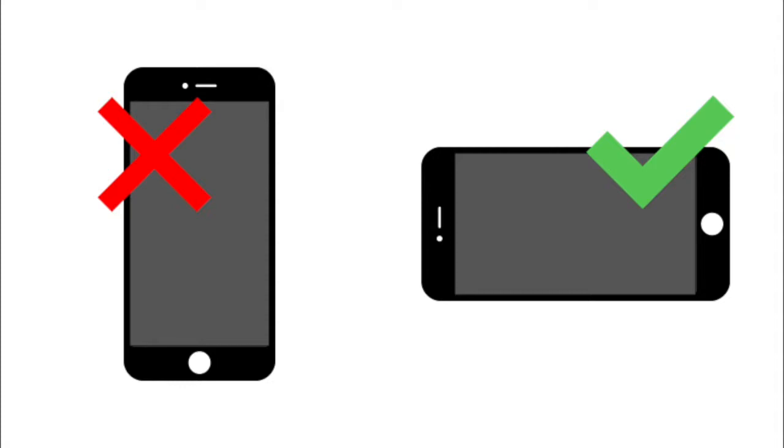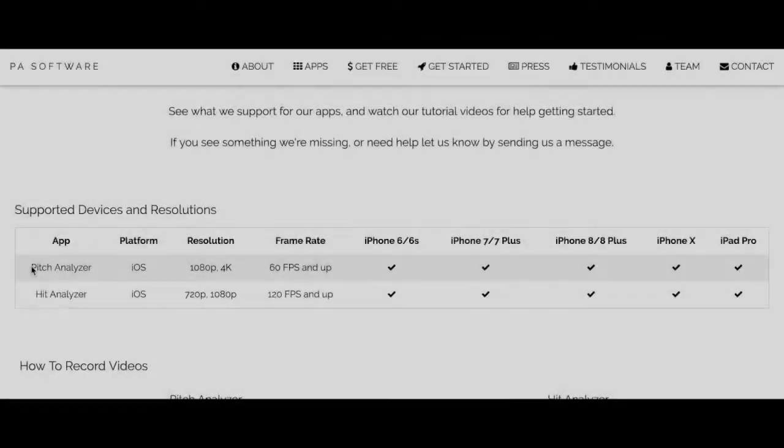Pitch Analyzer really only has a few requirements when it comes to camera specifications, and those requirements are that one, when you go to record, your phone or tablet must be in landscape mode, not in portrait. So your phone needs to be sideways and not straight up and down. The other is the resolution and the frame rate.